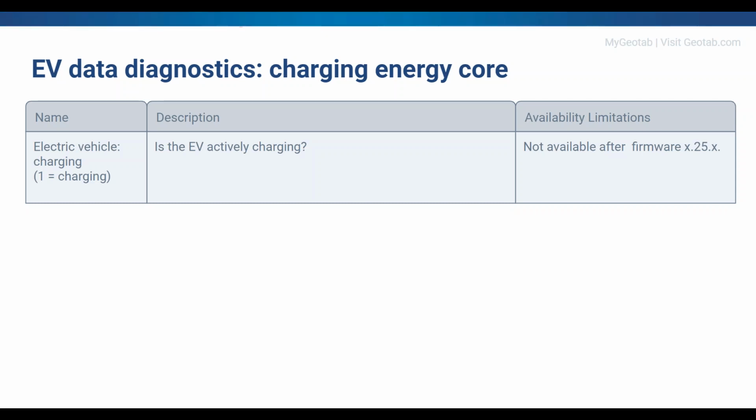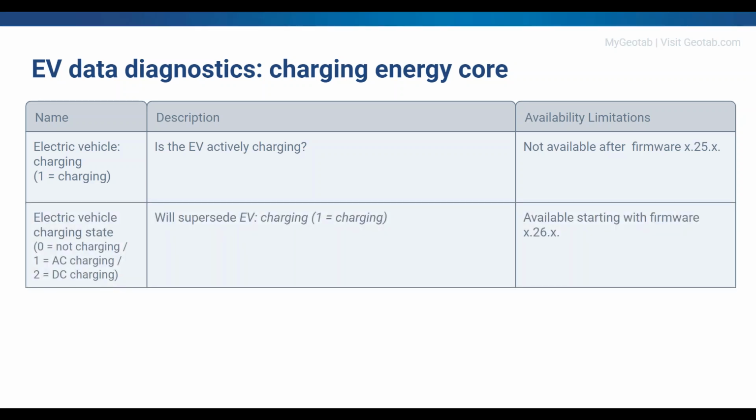So just so you know, if you are getting into the data diagnostics and using these ones, there is a new one coming up for the charging status, and that's electric vehicle charging. It has a few more advanced qualifiers: it's 0 if it's not charging, 1 if it's AC charging, 2 if it's DC charging. That's the only difference, and the old one is not going to be populated. So it's more of a heads up if you're using this one.